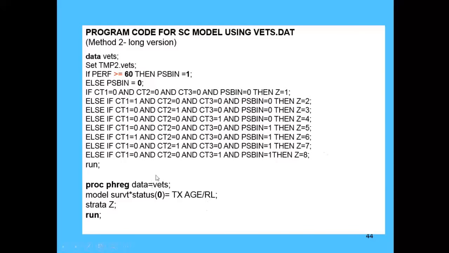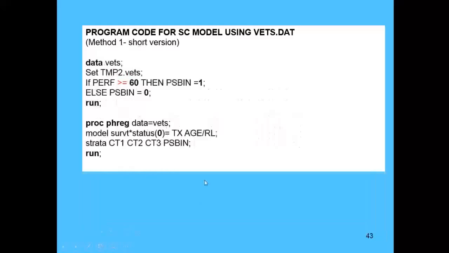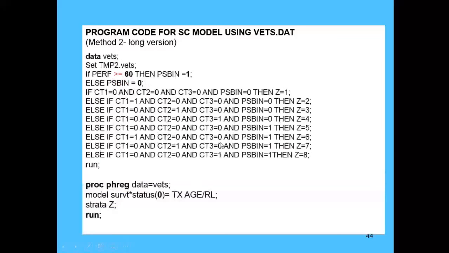Now notice what I did here in the code. The model statement is exactly the same as it was here: Tx, age, treatment. What about the strata statement? Why is it strata Z?